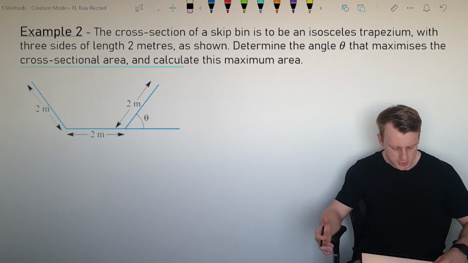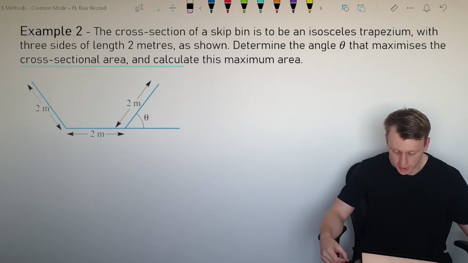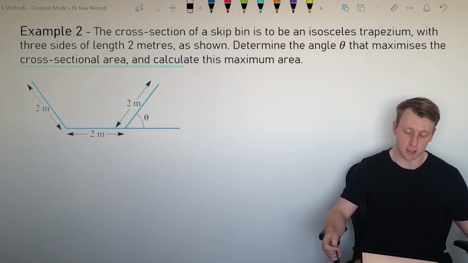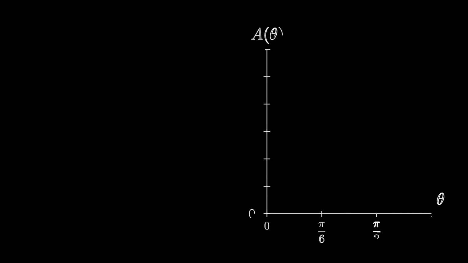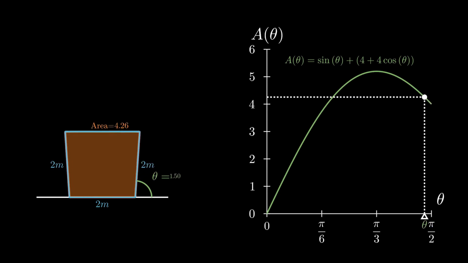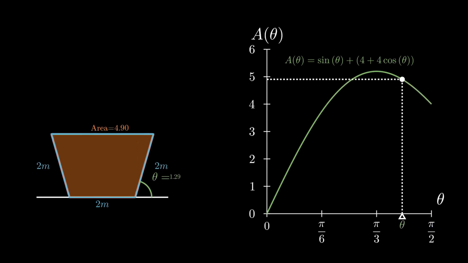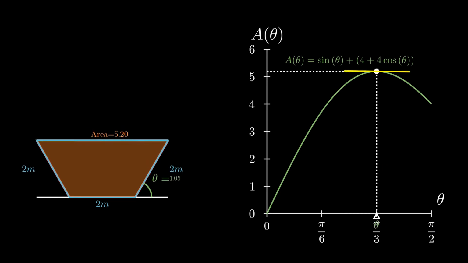So now if we have a look at this second example, we get a cross-section of a skip bin that is to be an isosceles trapezium. Really what that is saying is it's got to be a symmetrical trapezium about both sides with 3 side lengths of 2 meters, as we can see in the diagram. Determine the angle that maximizes the cross-sectional area and calculate this maximum area. Draw a big diagram. Well, it's already done for us, which is very nice.